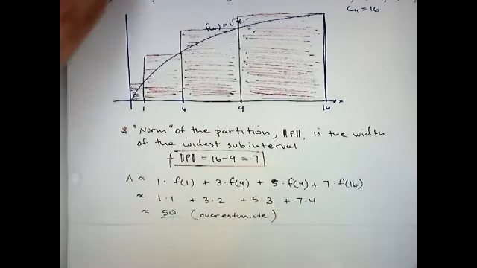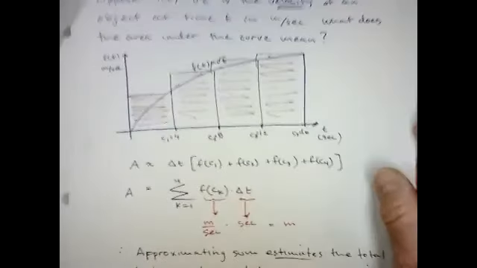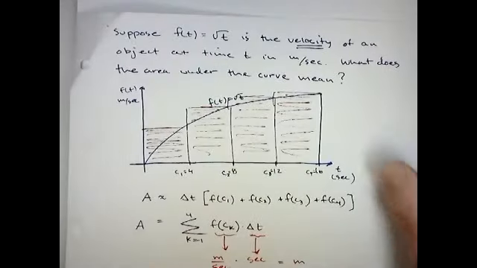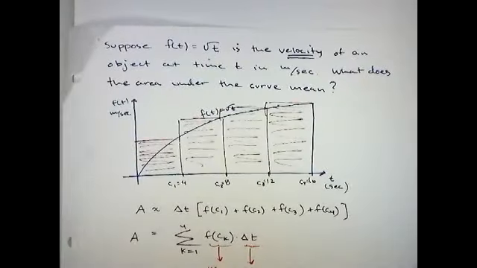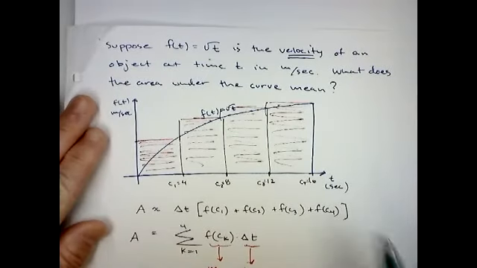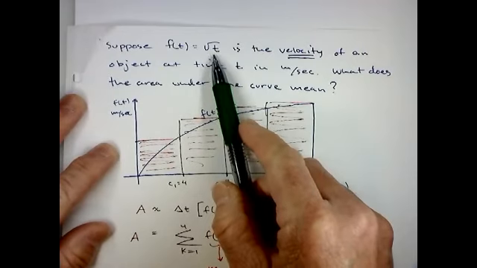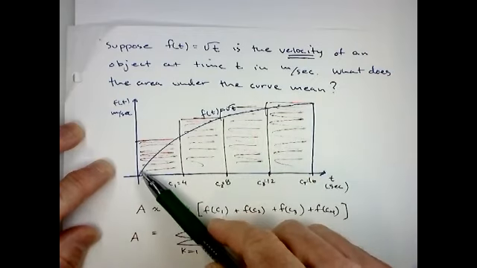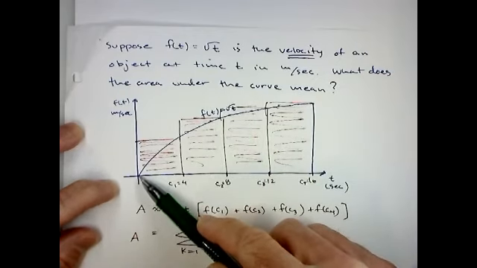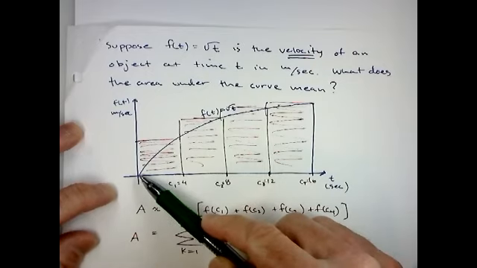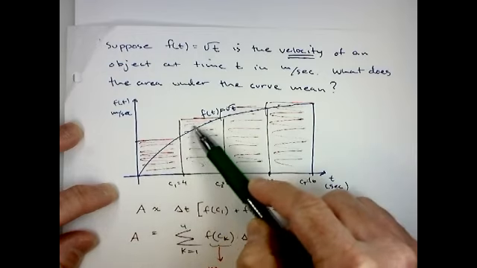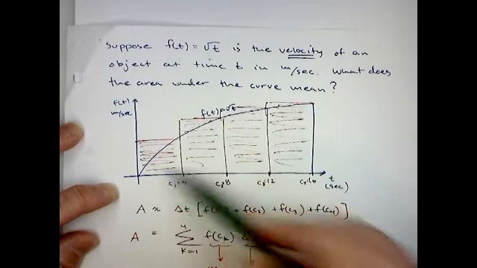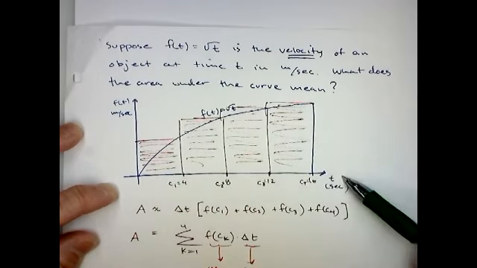Finally, I wanted to give you a sense, why would we do this? Why would we care about the area underneath a curve? Okay. So suppose that the function is the square root of t, and it's giving us the velocity of an object at time t in meters per second. I like to use the example of a runner because I like to run. Maybe this is my velocity. As I start my run, I'm picking up velocity, right? I'm going faster and faster and faster over time, and t is measured in seconds.